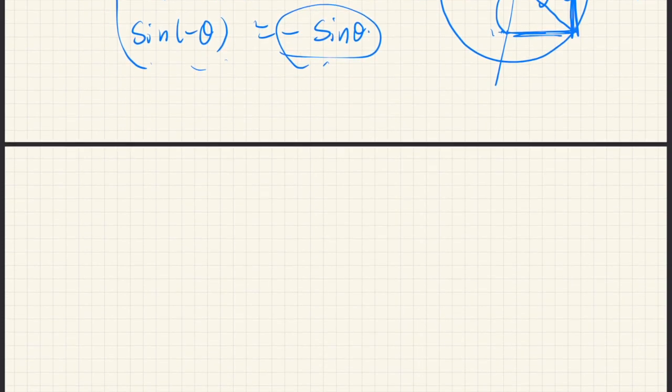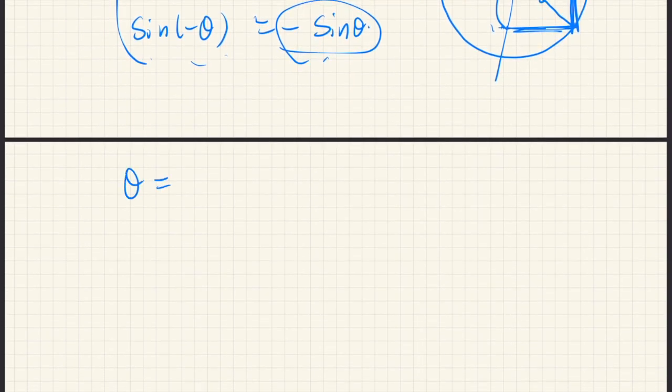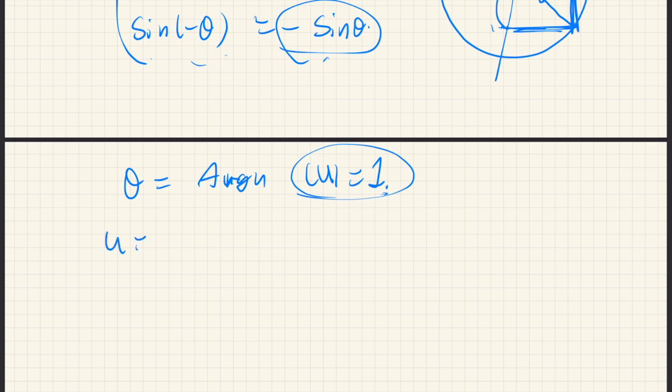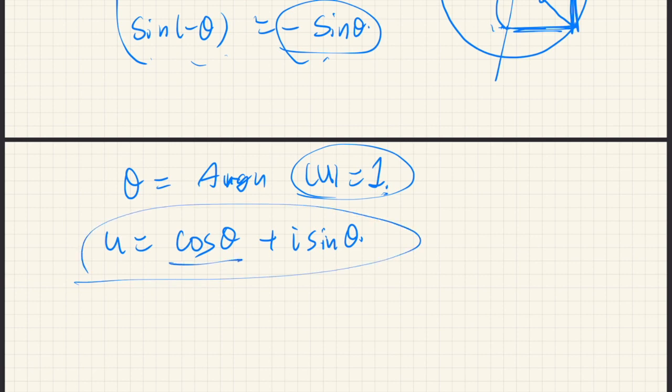And of course, if the argument of u is theta, and u has a magnitude of 1, then u can be written, just by definition, as cosine theta plus i sine theta, right? Because this is the real part and this is the imaginary part, by definition.